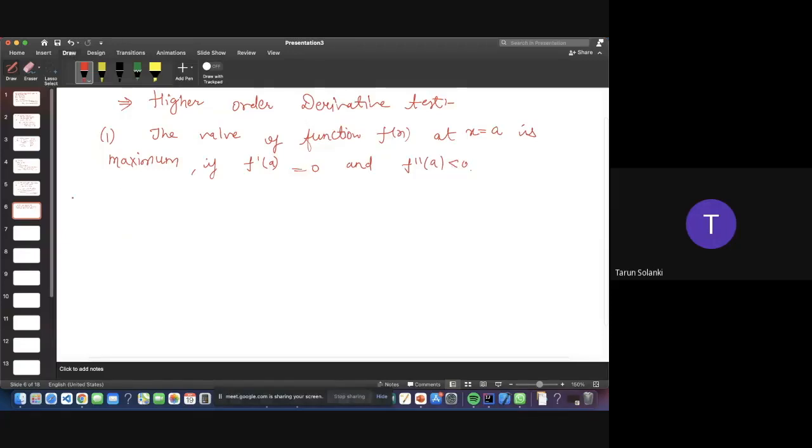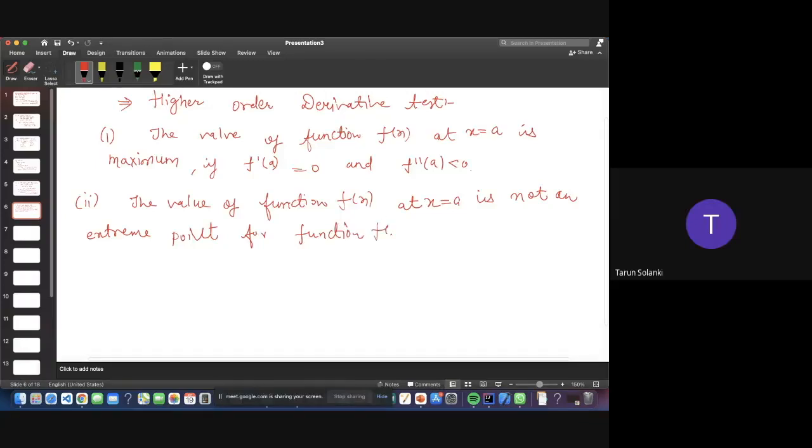Similarly, the value of function f x at x equal to a is not an extreme point for function f x if f dash a is equal to 0 and f double dash a is greater than 0, right?